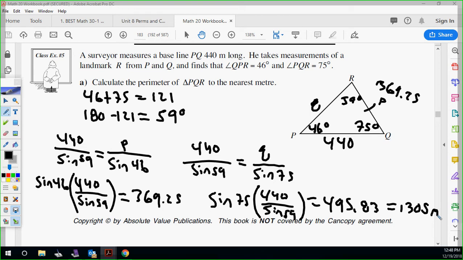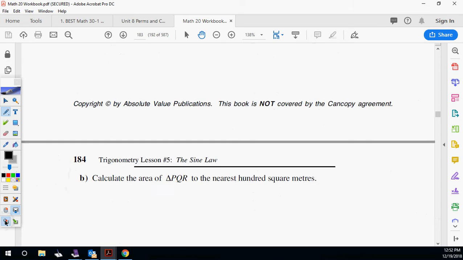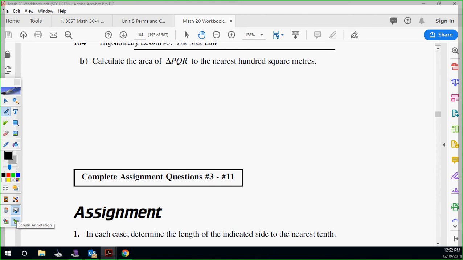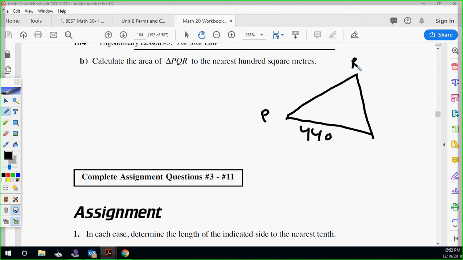Okay, extension to this problem on the next page: they want us to find the area. So what do we need to find the area? Base and height. We know the base was 440. We have P, R, Q here. We know Q was 495.83. We don't need the other side actually. So we draw this straight down.